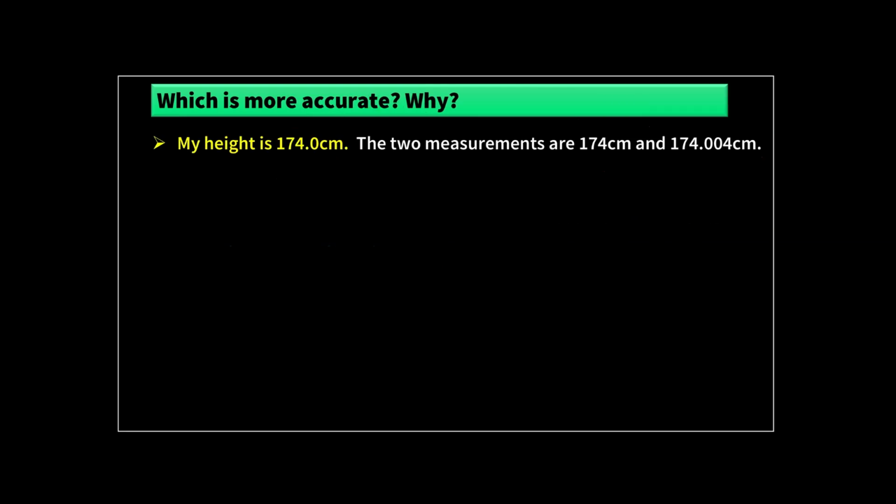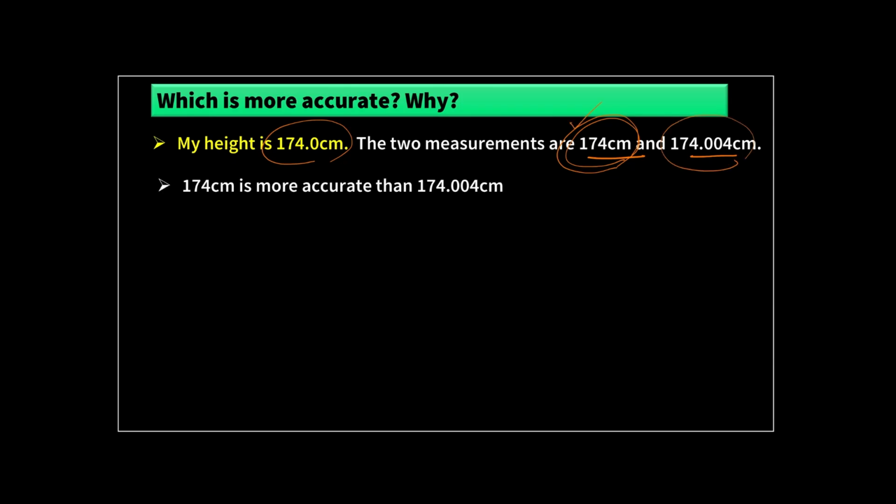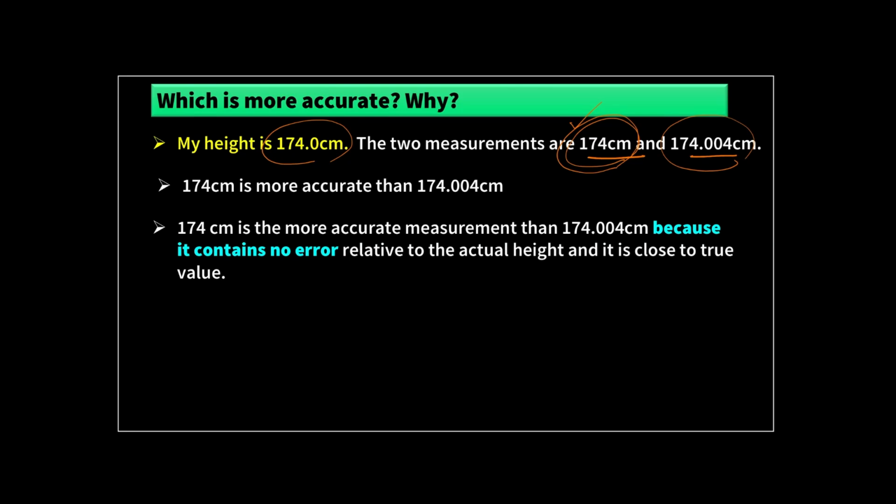Another question. You have two sets of measurements, same as before, and they wanted which one is more accurate. Accuracy tells you closeness of the measurement. Your measurement is 174. This measurement is very close to 174 with no error. So this is more accurate. What about this? There is an error of 0.04 centimeter. So this is not accurate even though it is precise.